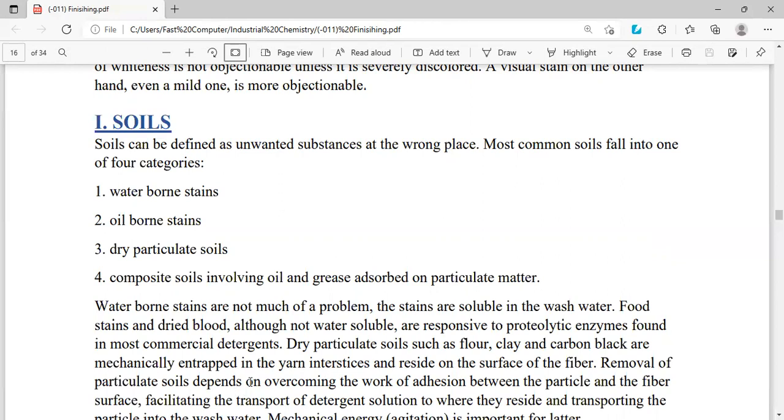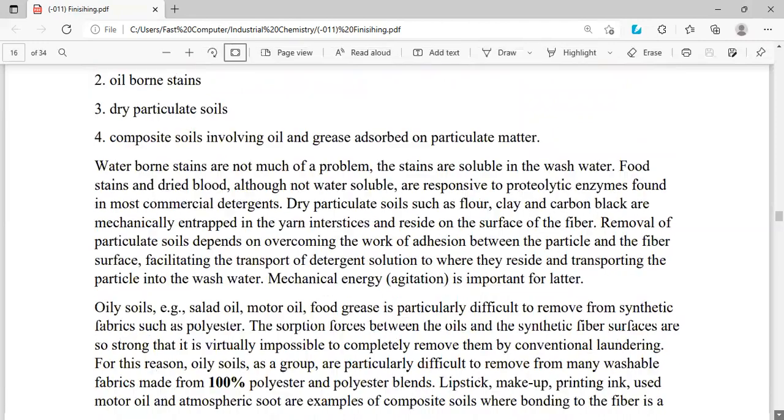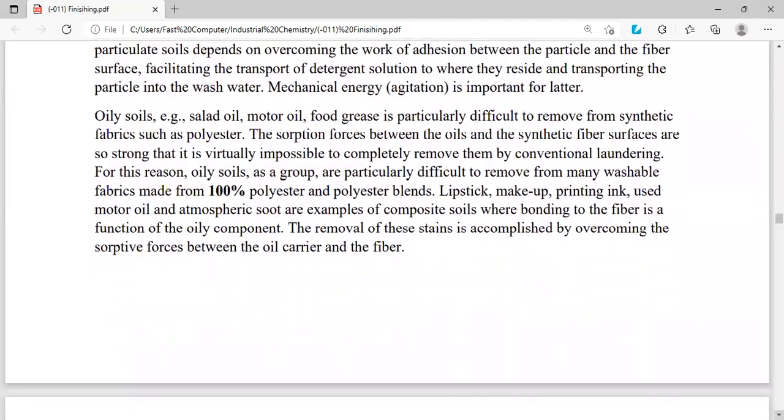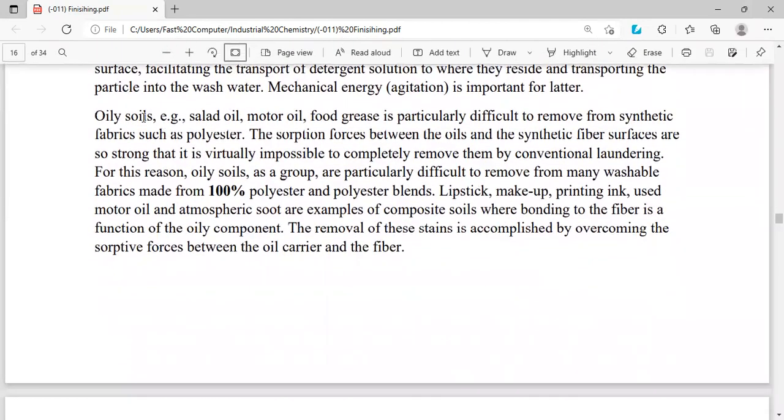Removal of particulate soil depends on overcoming the work of adhesion between the particle and the fiber surface, facilitating the transport of detergent solution to where they reside, and transporting the particle into the wash water. Mechanical energy is important here. Oily soils, for example salad oil, motor oil, and food grease, are particularly difficult to remove from synthetic fabrics such as polyester. The sorption forces between the oils and the synthetic fiber surfaces are so strong that it is virtually impossible to remove them by conventional laundering.